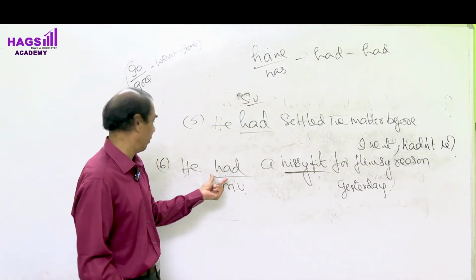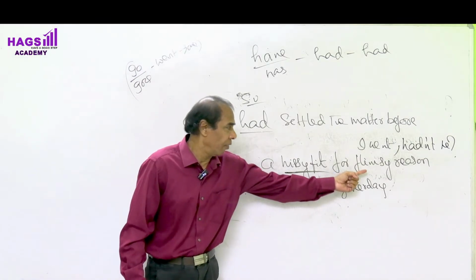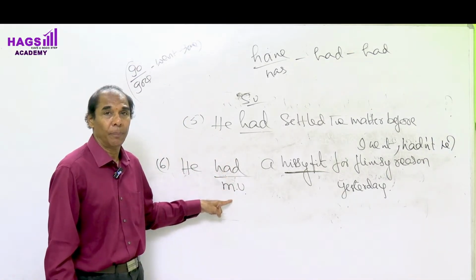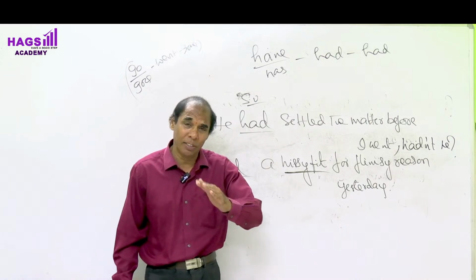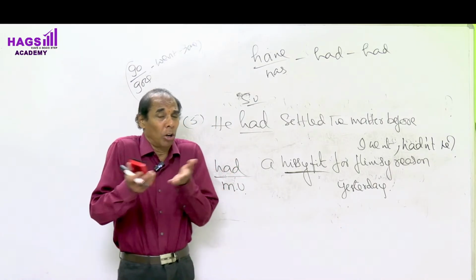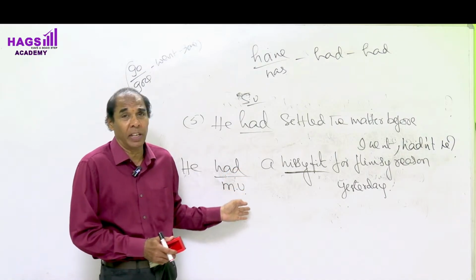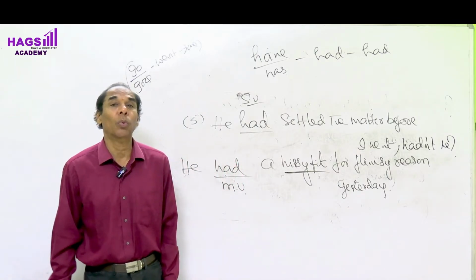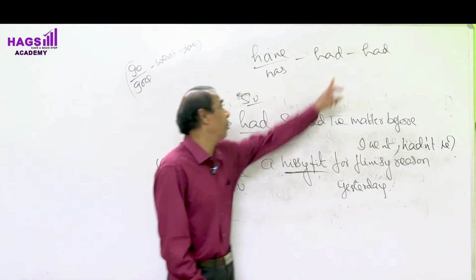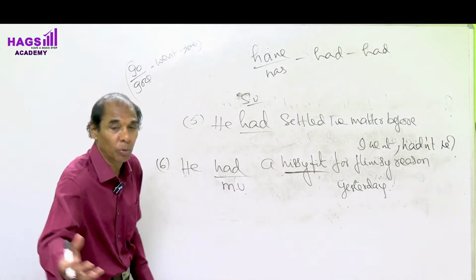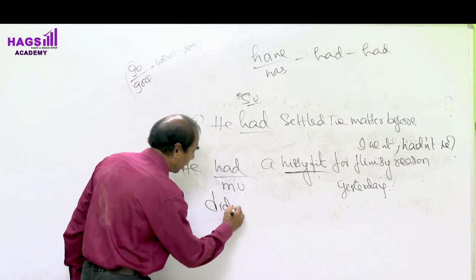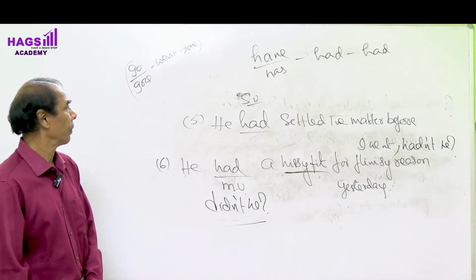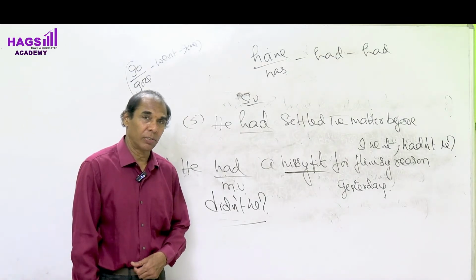Now come to the sixth one. He had a hissy fit for flimsy reason yesterday. Now look at the code. Had is main verb. First of all, statement is positive. Question tag must be negative. Negative means put not after the special verb. Do we have special verb here? No special verb. When there is no special verb, what is the rule? Borrow do or does or did. Had is past tense. In the case of past tense, we have to borrow did. Did plus not, didn't he. Very easy, no doubt. You got the point, students?